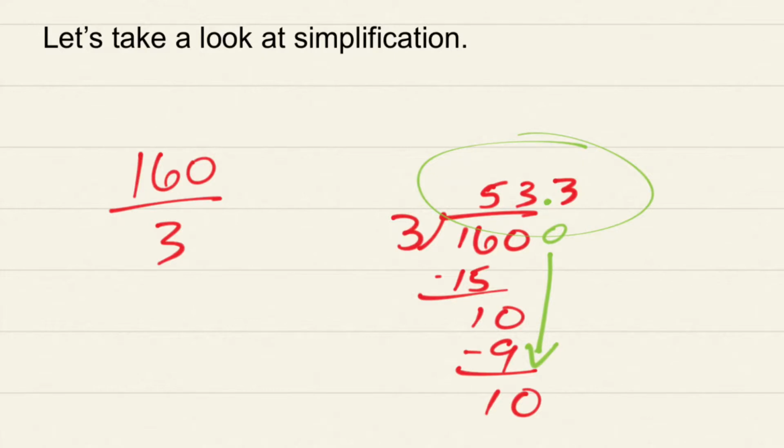I want to take it out to one decimal place. 3 doesn't go into 1. If at any point I'm going to add a 0, I have to add a decimal point and bring my 0 down. 3 goes into 10 3 times, so my answer is 53.3.